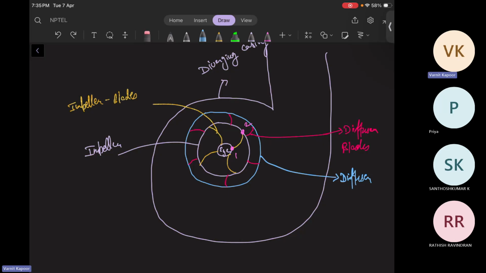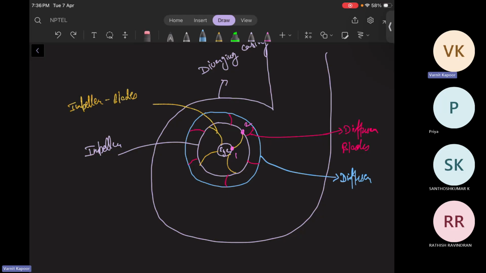So I just made a diagram of a centrifugal compressor to show. This is your centrifugal compressor diagram. We will deal with it in detail. A centrifugal compressor is basically a part of a rotary compressor. So now let us see.